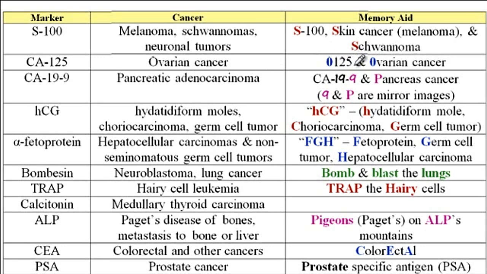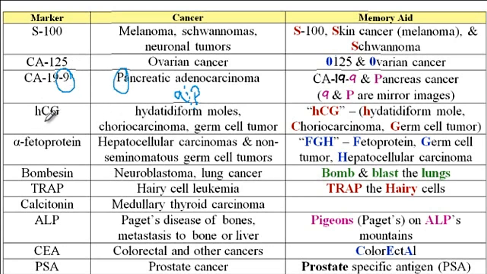So CA125 is associated with ovarian cancer. Next we have CA19-9, which is seen in pancreatic adenocarcinoma. The way you can memorize it is that the number 9 and the letter P are mirror images of each other. So therefore, CA19-9 is associated with pancreatic cancer. You can see how these two are mirror images of each other.